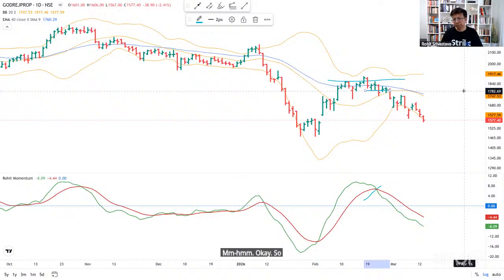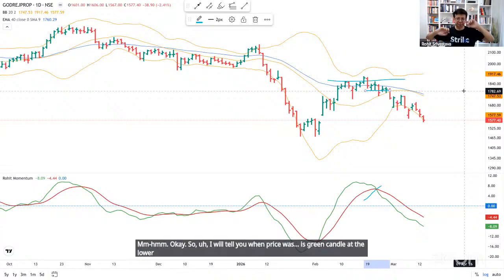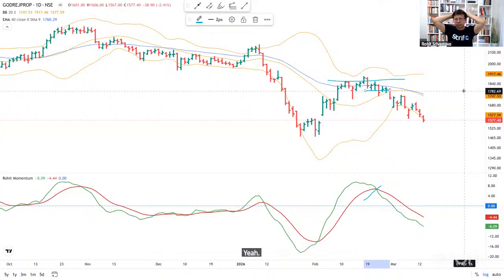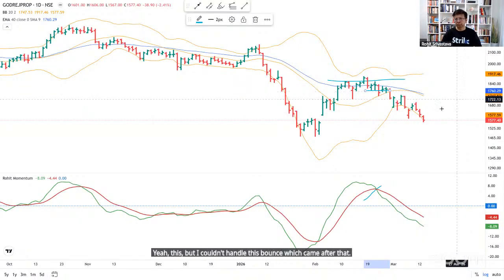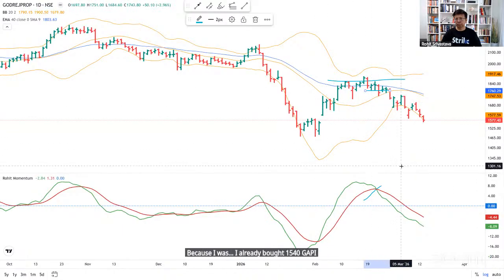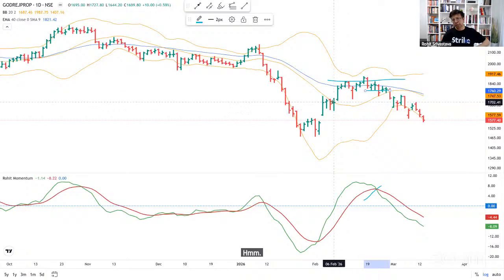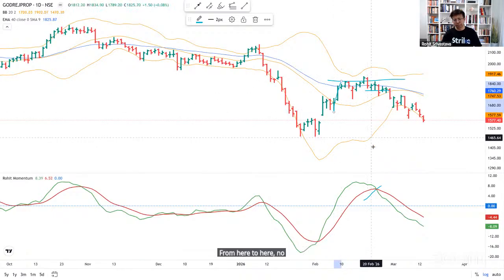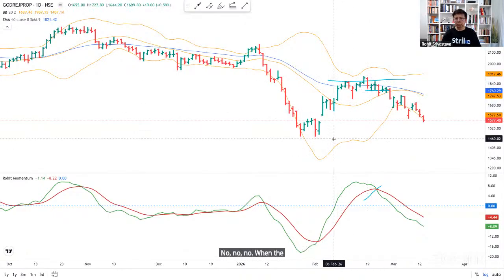So I will tell you, when price was at the lower Bollinger Band, the second green candle, that's where I shorted. But I couldn't handle this bounce which came after that because I already bought 1540 ka PE, but I couldn't handle that bounce at that time when it came. When the Bollinger Band expanded, right side.